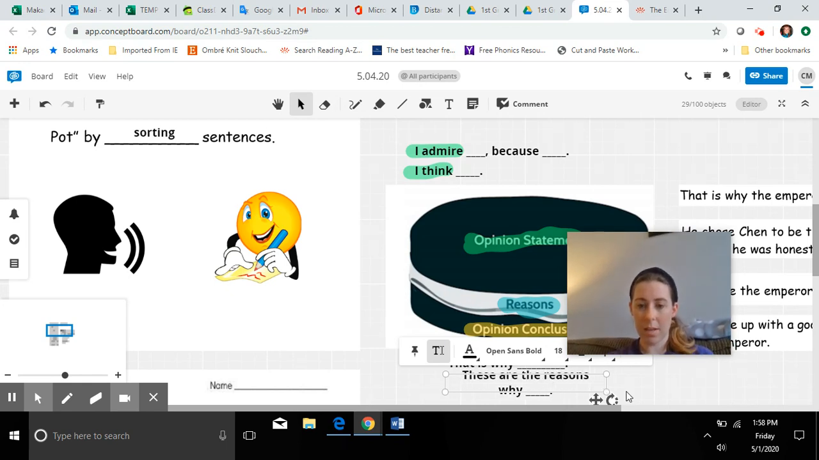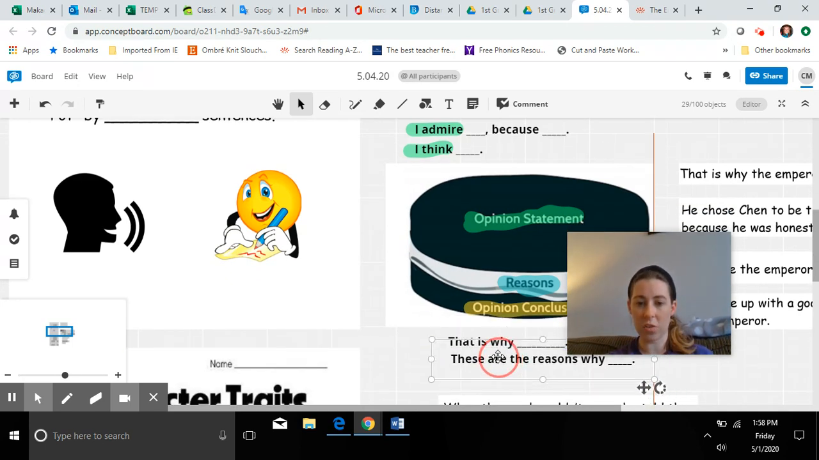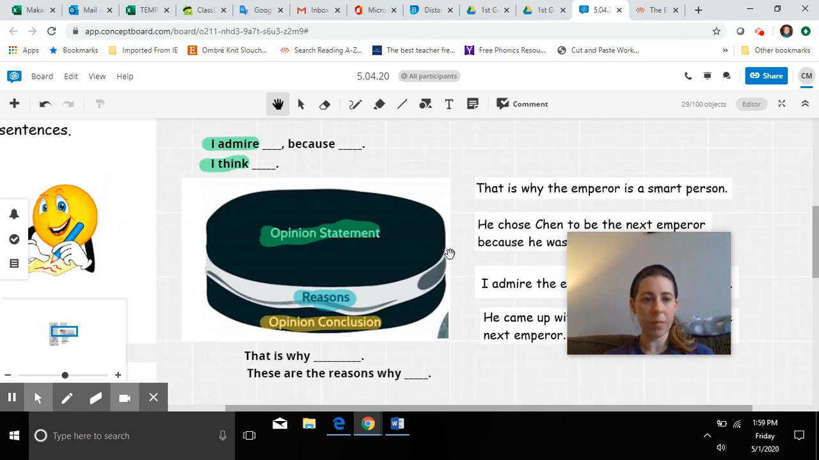Okay. It's going to wrap up your writing. It's going to be a good finish for your writing. Let's practice this again. I'm going to move it over a little bit so we can see. So our opinion statement. Let's practice these sentence frames together.